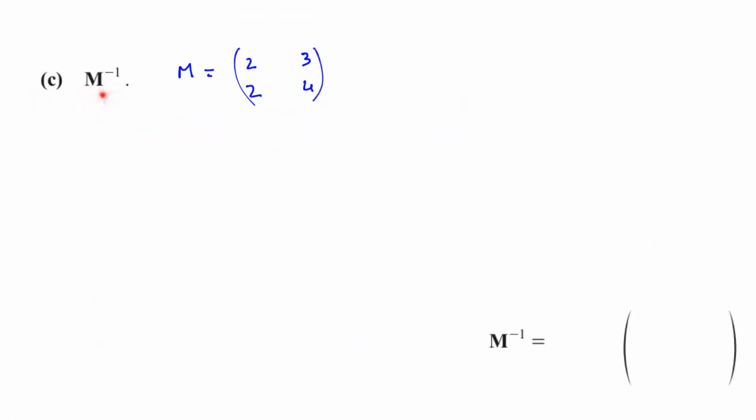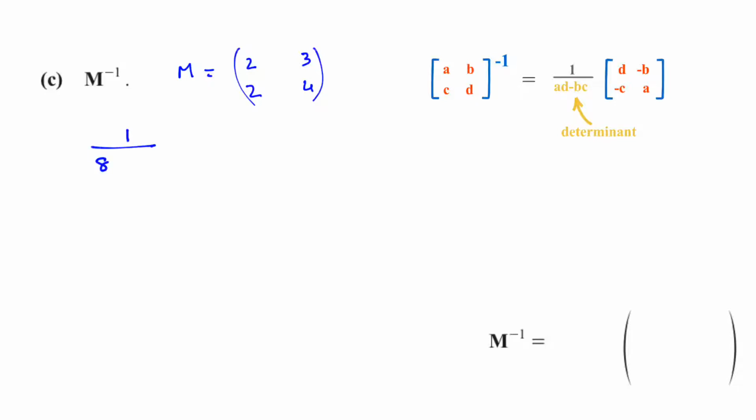We find the inverse of M. This is the M matrix. To find the inverse, we are going to use this formula. If you want to find the inverse, the first thing you need to do is find the determinant. Determinant can be found by cross multiplying these numbers and subtracting them. So 4 multiplied by 2, 8, and 2 multiplied by 3 is 6. So 8 minus 6. And then we interchange these places.